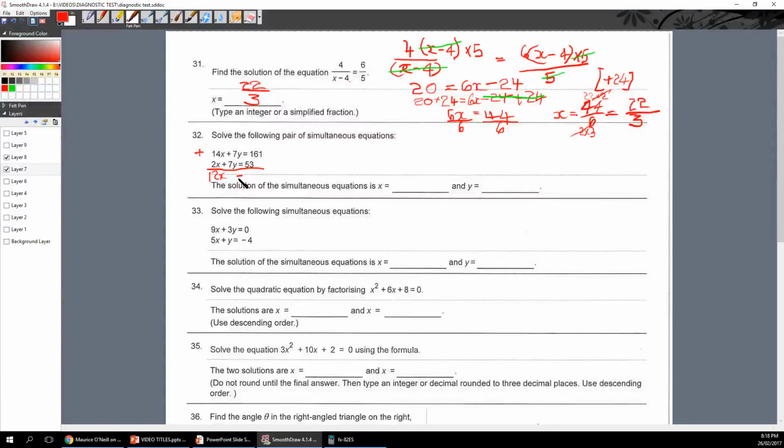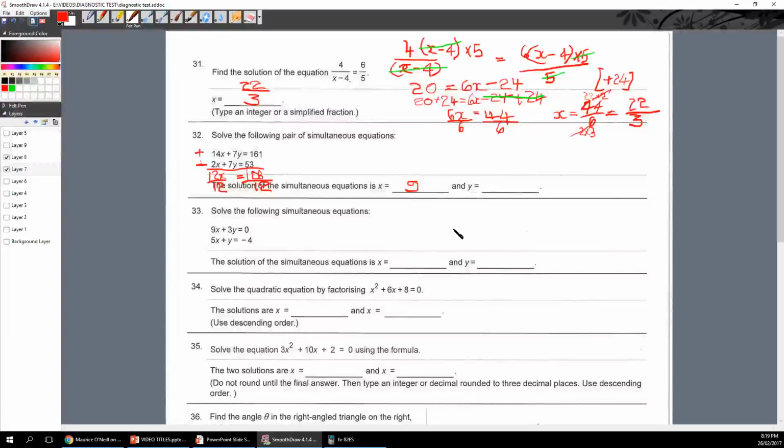You do have to be careful. I try not to use the negative ones. I try not to do takeaways, I try to do adds. And then you've got 161 minus 53, so 3 from 11 is 8. That's 108. 12x equals 108. If we divide through by 12, x equals 108 over 12. So I'm getting x is 9.